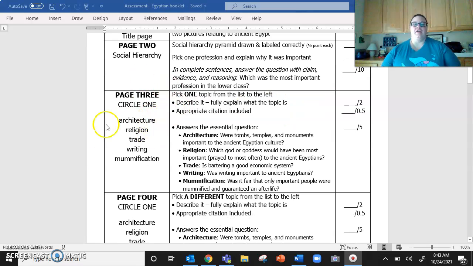Once you have done that, you get to choose the next 2 topics you talk about. You can either talk about architecture, religion, trade, writing, or mummification.